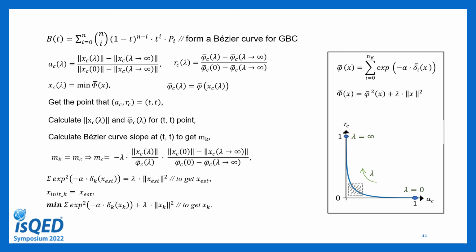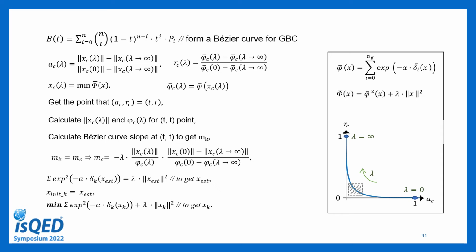Here we can see our process of getting initial estimation. First, we define the Bézier curve and estimate the GBC curve using the Bézier curve equation. Then we will have a point that has the same x and y value. This point is located inside the gray shaded area on the right side picture.